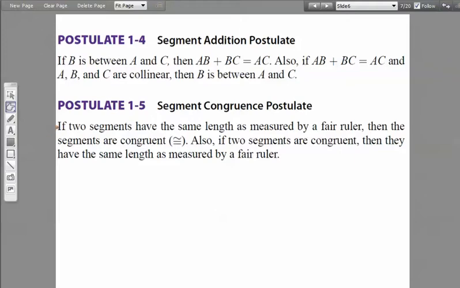The next postulate is the congruence postulate. If two segments have the same length as measured by a fair ruler, then the segments are congruent, and this is the symbol we will use for congruent. Also, if two segments are congruent, then they have the same length as measured by a fair ruler.